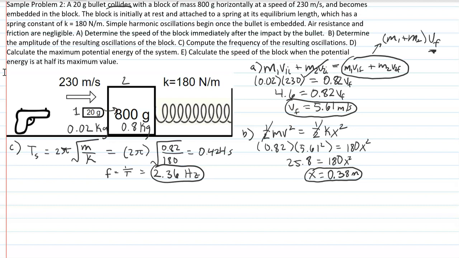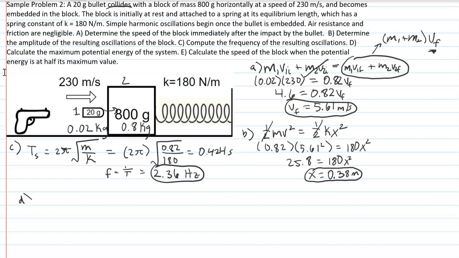And then part D, calculate the maximum potential energy of the system. There's actually a couple different ways we can do that. One way is to say, oh, well, the maximum kinetic energy of the system is equal to the maximum potential energy of the system because mechanical energy is conserved. Or you can just straight up calculate the potential energy of the system when it's at its maximum compression. And we found the value for maximum compression, so that's nice.